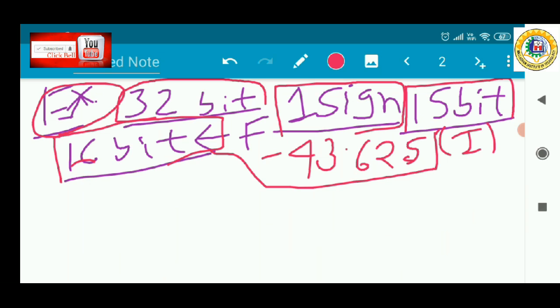So we have to represent this signed decimal number as a binary number; obviously we have to convert it to binary. The bit pattern is 1 bit reserved for the sign bit, 15 bits for the integer part, and 16 bits for the fractional part. So how do you represent this? We have to make sure that this number is negative, so the sign bit is 1.